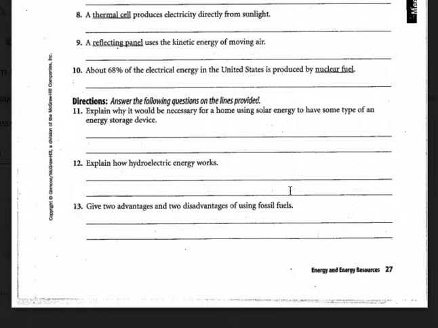And 13 says, give 2 advantages and 2 disadvantages to using fossil fuels. For that, you're going to go all the way back to page 388. The advantages would probably be that it's cheap and that there's a lot of this resource. The disadvantages would be that it's a non-renewable resource and probably the pollution that's coming from the different types of burning and usage of these fossil fuels. But you can find that again on page 388 for number 13.